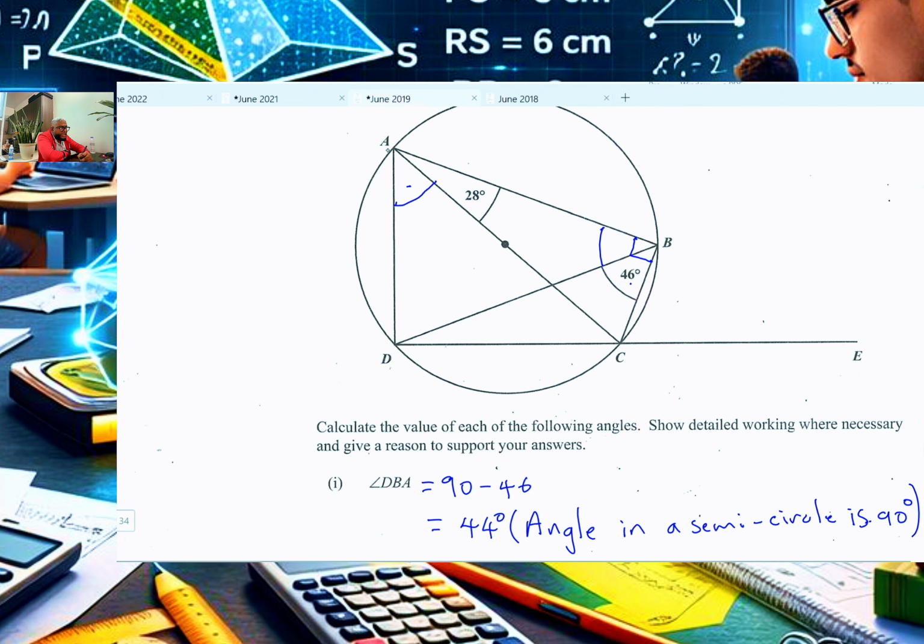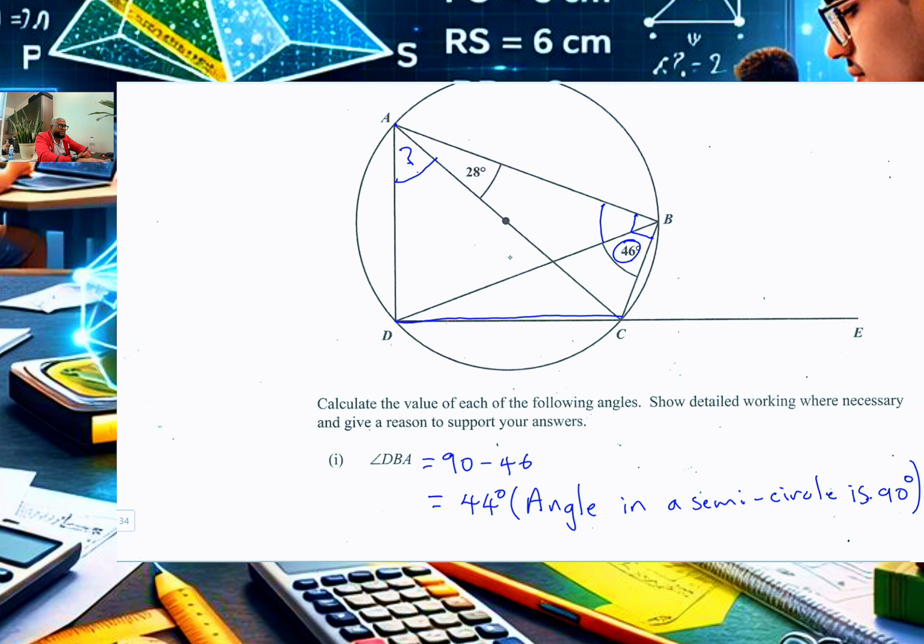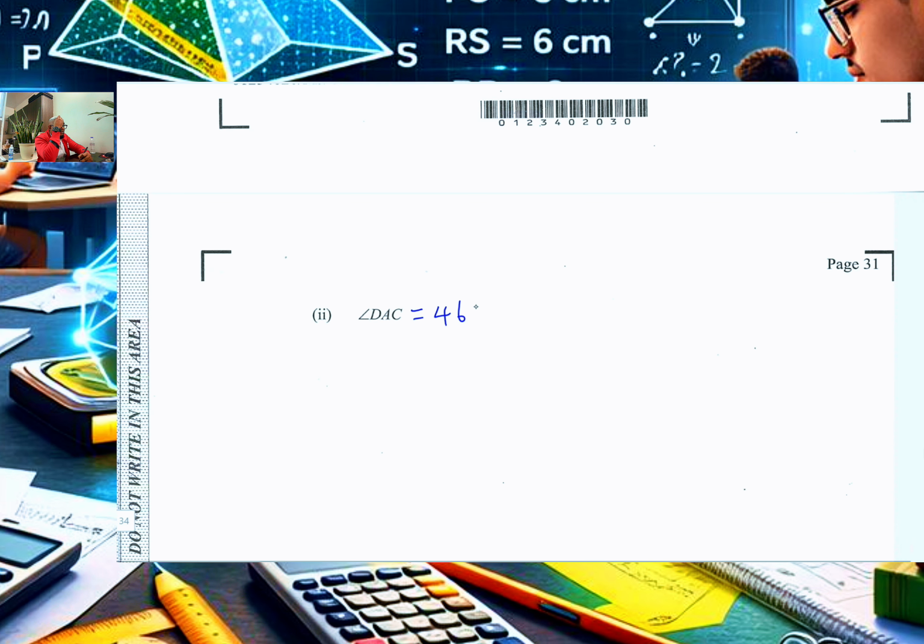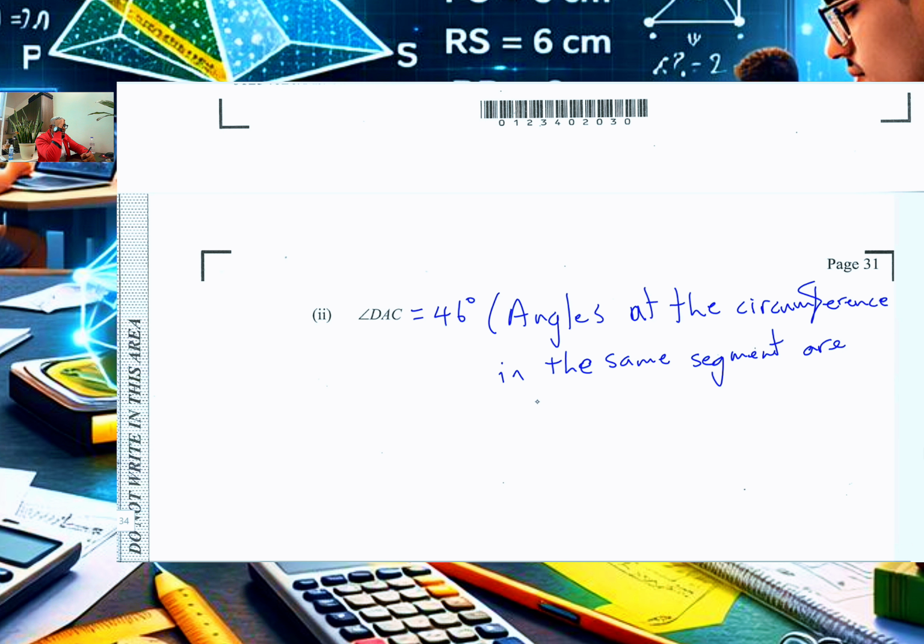To find DAC: angles at the circumference in the same segment are equal. We have the chord DC cutting the circle into two segments. These two angles, which will be 46, and this angle up here would be equal. The theorem would be angles at the circumference in the same segment are equal. So let me write that. Write out the theorem, please, guys.